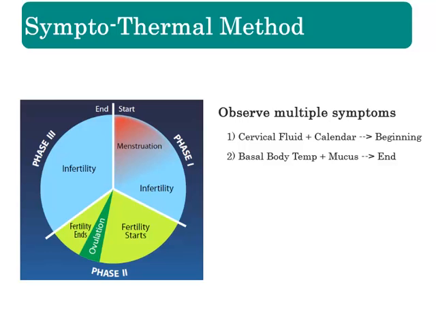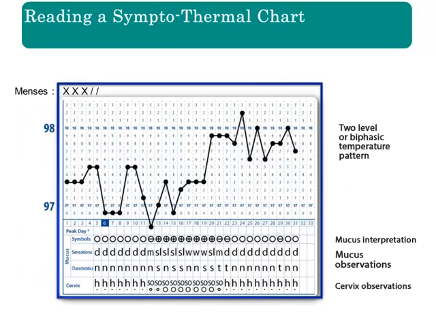A woman using STM can also add observations of the position and softness of the cervix. However, this sign has not undergone the same amount of rigorous testing as mucus and basal body temperature, so it is strictly a secondary observation. Cross-checking two studied symptoms of fertility may give couples more confidence in their identification of their fertile window. Here is what a typical symptothermal chart looks like.